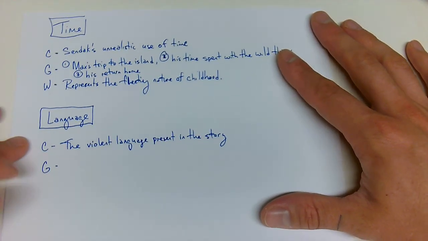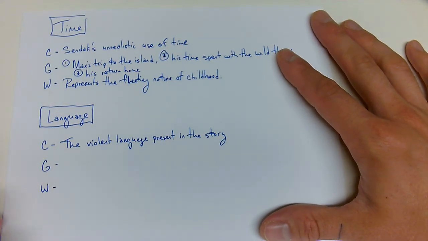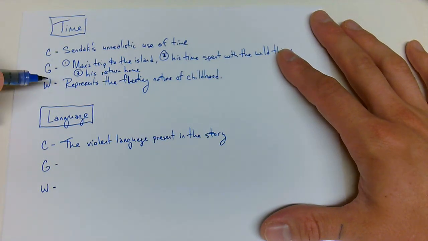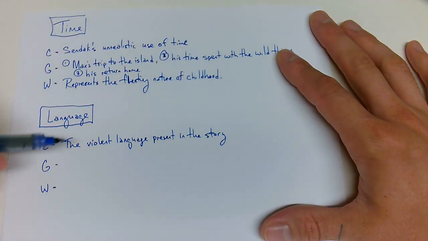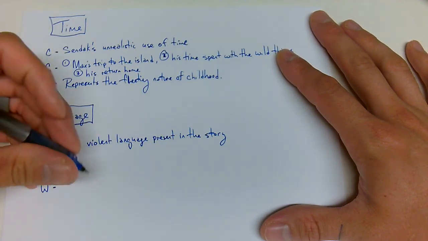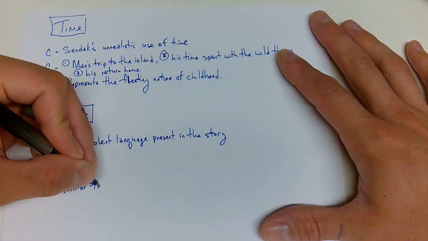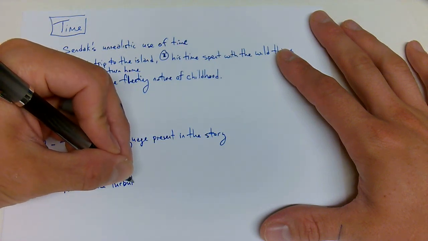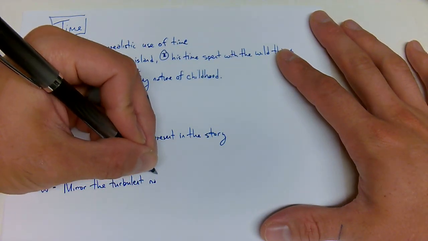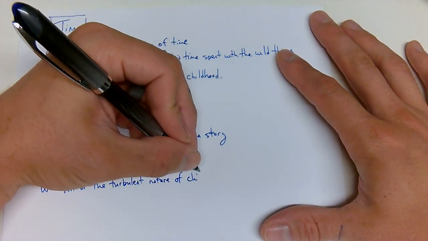So again, now I'm going to leave a space for the grounds, and I'm going to write the warrant. Okay, so I'm going to stay with this childhood importance, but I'm going to change it to match the connection to the claim. So I'm going to say that the violent language present in the story mirrors the turbulent nature of childhood.